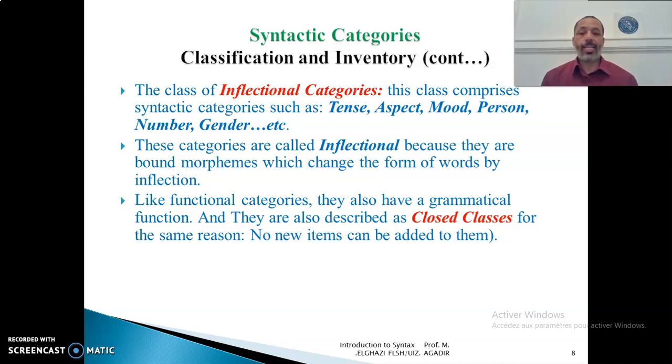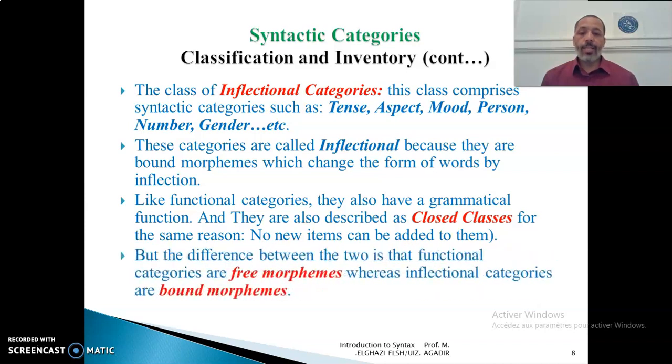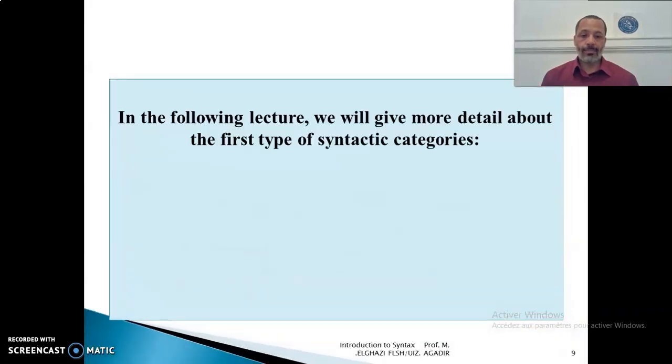Like functional categories, they also have a grammatical function and they are also described as closed classes for the same reason. No new items can be added to them. But the difference between the two is that functional categories are free morphemes, whereas inflectional categories are bound morphemes. Prepositions, conjunctions, negative markers are free morphemes, whereas tense, aspect, mood, person, number, gender are inflectional categories.